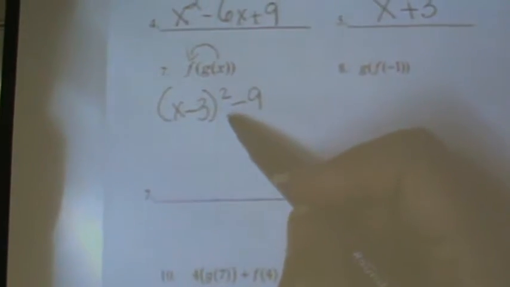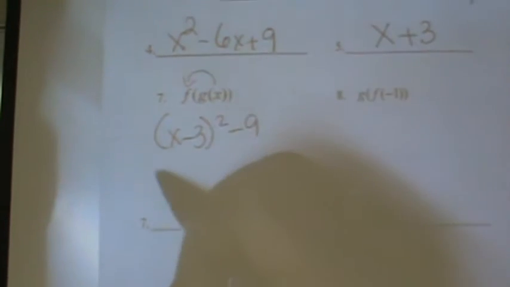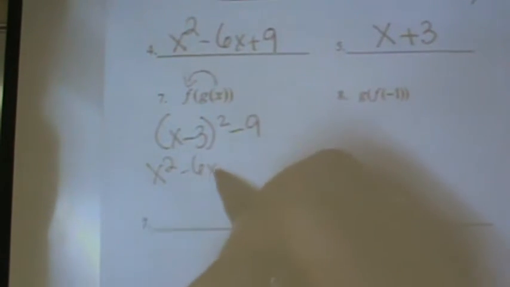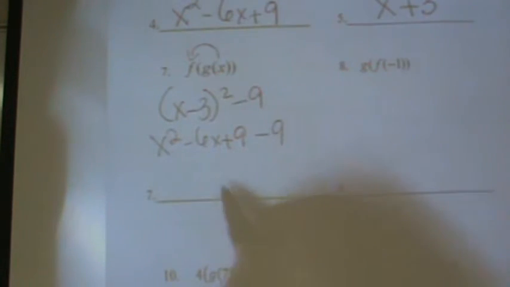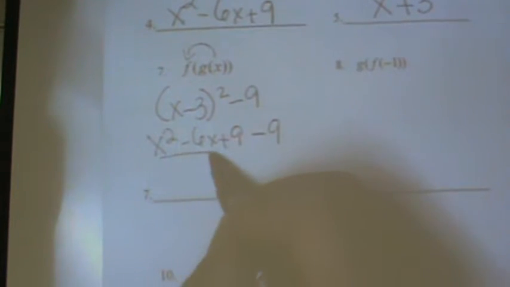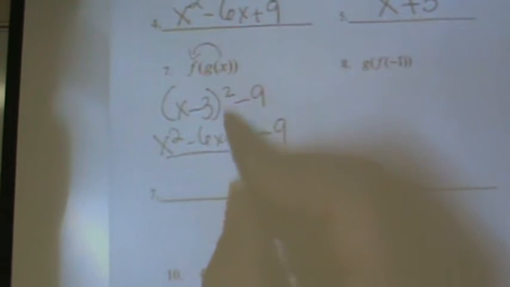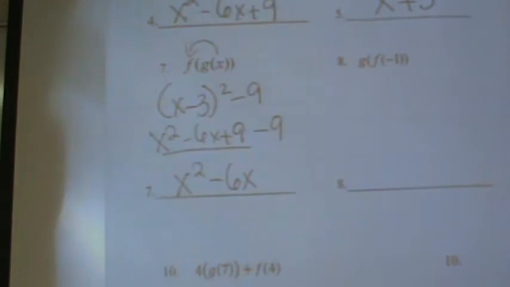Now, can you simplify this? Yes. What is x minus 3 quantity squared equal to? Equal to this, which is x squared minus 6x plus 9, and then minus 9 is what? So this is x squared minus 6x. Yep, x squared minus 6x.